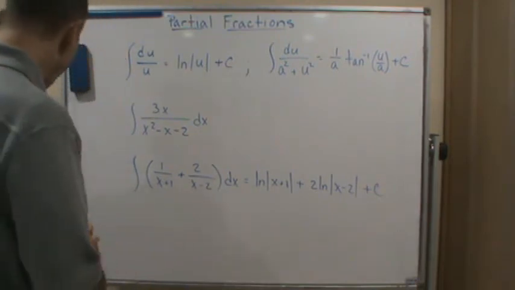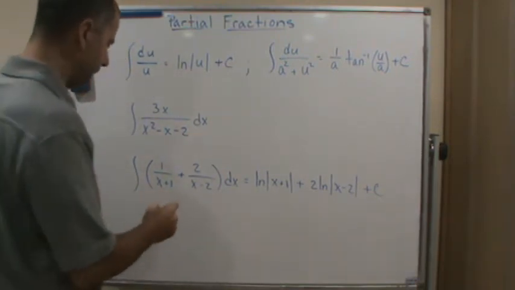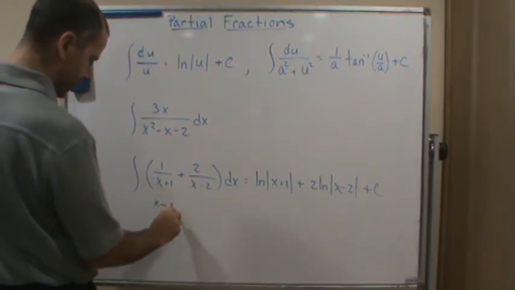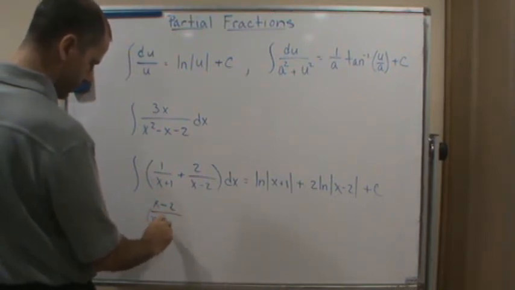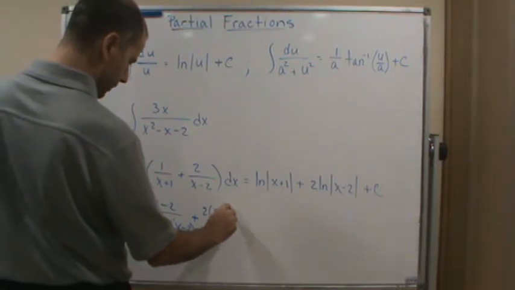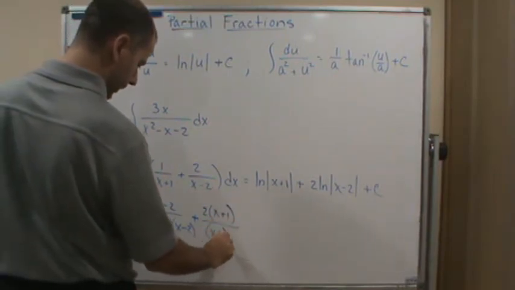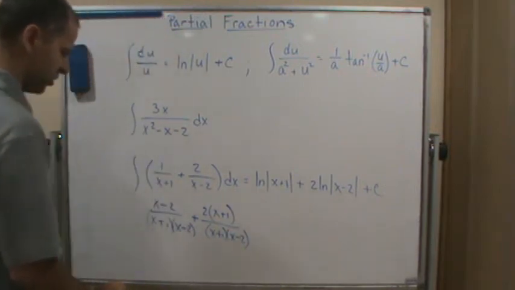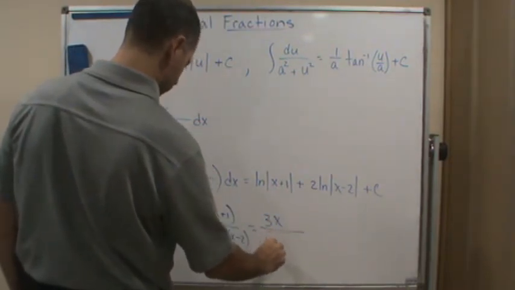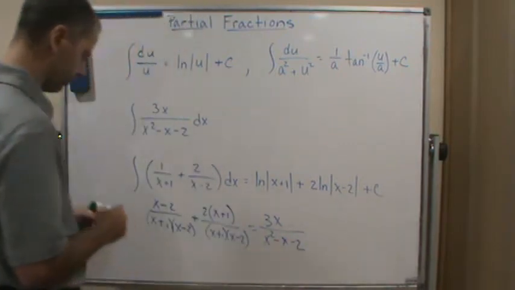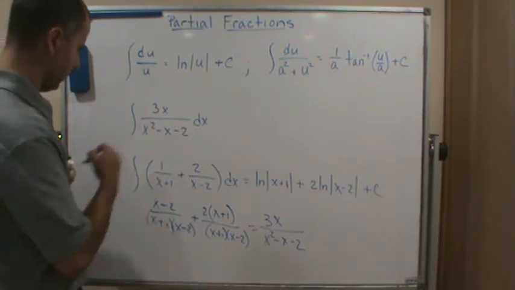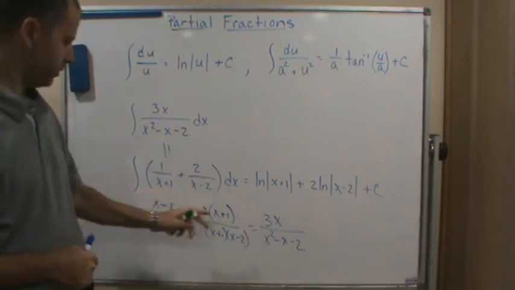But notice something here. If you get a common denominator here, we get this as x minus 2 over x plus 1 times x minus 2, plus 2 times x plus 1 over x plus 1 times x minus 2. Well, look what we get. You get the same expressions we had before. So this is equal to this, which would equal this.